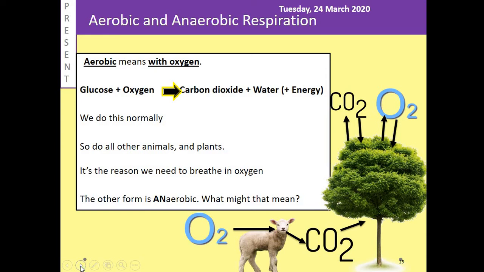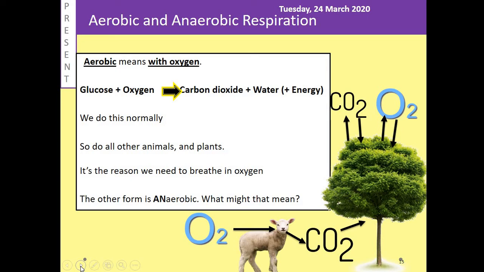So we do this normally as we walk around in our day-to-day activities. We are continually respiring aerobically. So do all animals and plants. This is the reason why we breathe in oxygen. We breathe in the oxygen because in aerobic respiration, it is a complete breakdown of glucose in the presence of oxygen, to then release the energy and carbon dioxide and water.